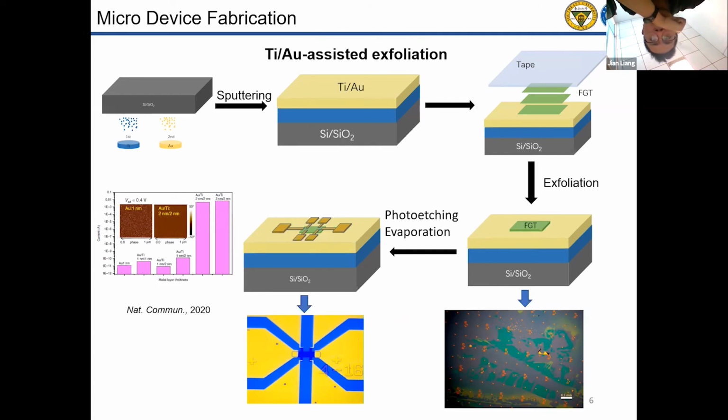For getting a large area 2D thin layer, we use the titanium and gold assisted exfoliation method. This method is reported to have an advantage on the FGT exfoliation. It should be noticed that the total thickness of the titanium and gold layer needs to be thinner than 4 nanometers because there is low influence for our magneto transport measurement because it's insulated. After exfoliation, the figure shows that we obtain a large area thin layer of a couple of 100 micrometers.